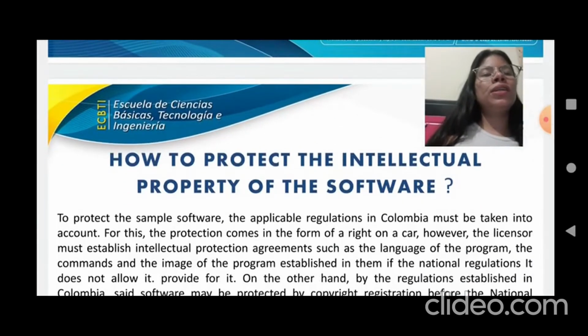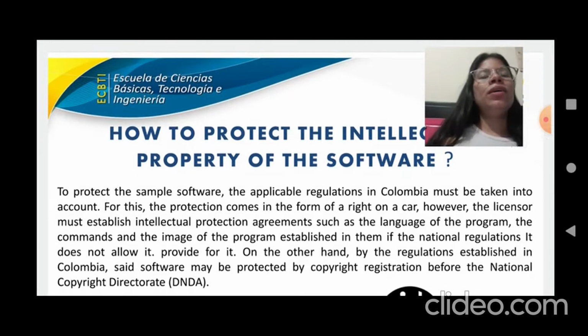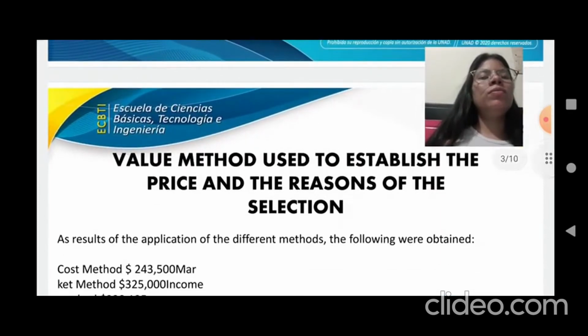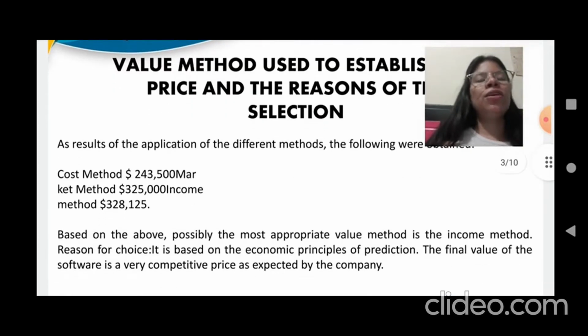How to protect intellectual property on software? To prepare the sample software, the applicable regulation in Colombia must be taken into account. The value method used to establish the price and the selection. As a continuation, the methods are based on the possible modes of property. Evaluate the method in the methods.